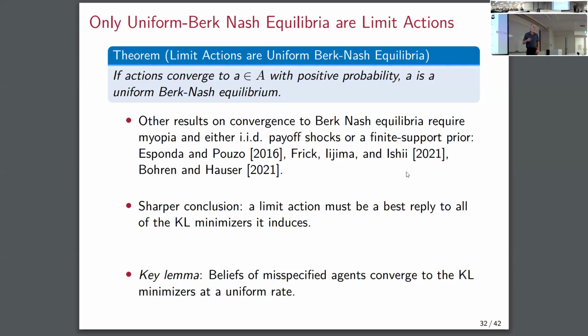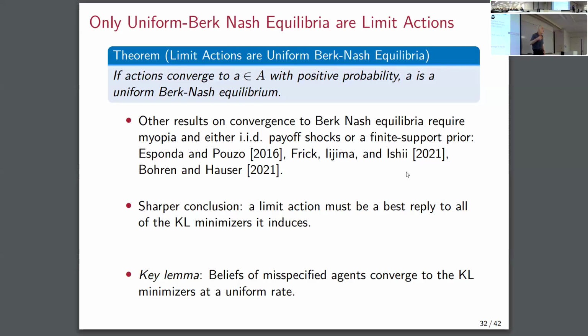Those have more restrictive conditions and also a weaker conclusion. They say it has to be Berk-Nash. We're saying it has to be uniform Berk-Nash. So it's a sharper conclusion. And the key lemma to prove this is that beliefs of misspecified agents converge to the minimizers at a uniform rate. This uses that uniform rate result that I mentioned before.